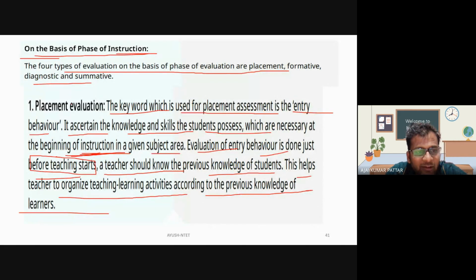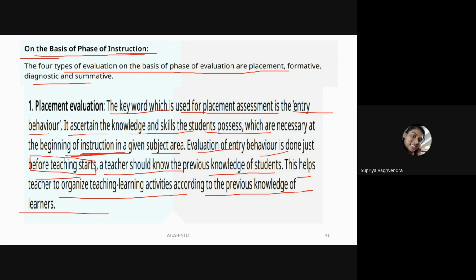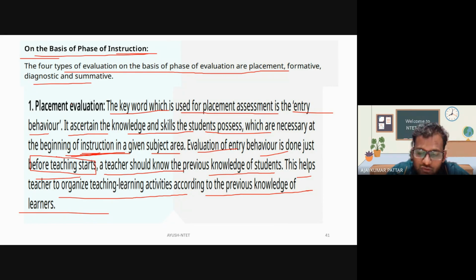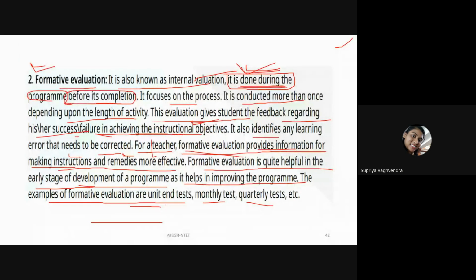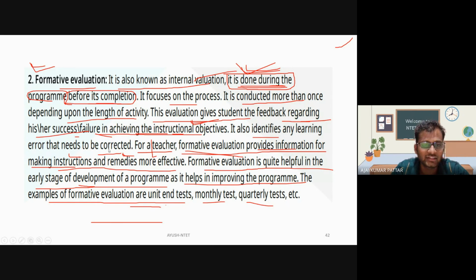Placement evaluation will be done before course or before program or during the program or after the end of the program or after the end of the course. When will we do the placement evaluation? Hello? Before program. Yes. So formative evaluation during the course of program, summative evaluation at the end.